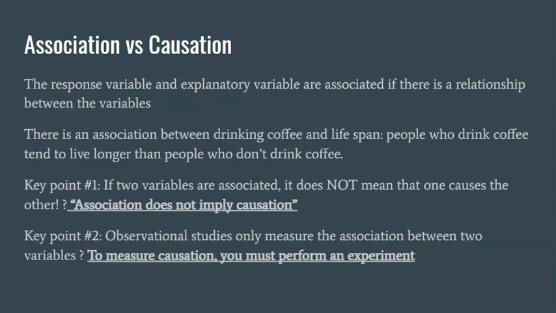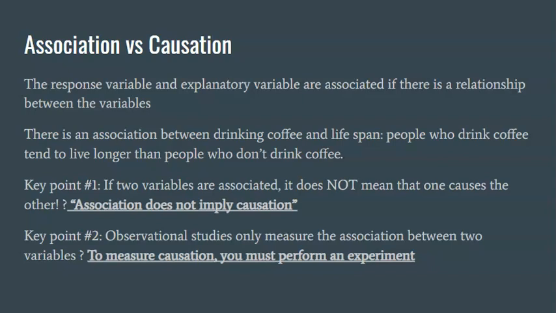All right, so this brings up a question of association versus causation. So the response variable and explanatory variable are associated if there's a relationship between them. So the word association means that there is a relationship between them. So there might be a relationship between drinking coffee and lifespan. Maybe we learn that people who drink coffee do tend to live longer than people who don't drink coffee. But that's just an association. A causation is when we could say that this variable causes that variable. And that's very difficult to do.